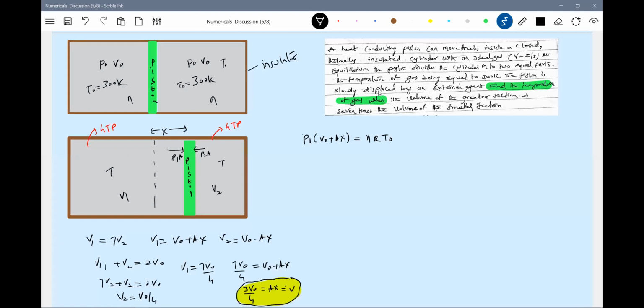Shall I write T naught or any other thing? At any distance x we are writing. So look at this one here. Here I wrote the equation: P1 times V1, where V1 is V naught plus AX, equals nRT. Keep this, I think this is going to really help us a lot. Then what about P2? P2 V2 equals nRT. P2 we don't know, but V2 is V naught minus AX.